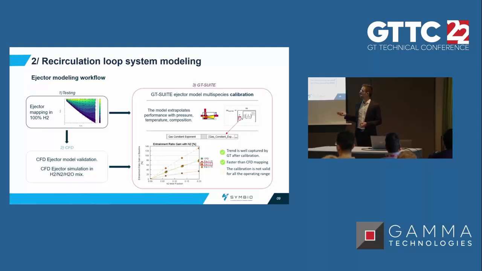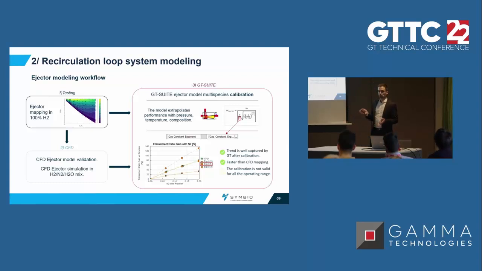So we got the performance map from testing in pure hydrogen, but we also wanted to calibrate and validate that the model is capable of predicting the performance of the ejector with a more realistic gas, meaning hydrogen, nitrogen, and water, which is usually what we have in the anode loop. So to do that, we used a CFD model of the ejector to create validation points and calibration points for the model. And the result can be seen here.